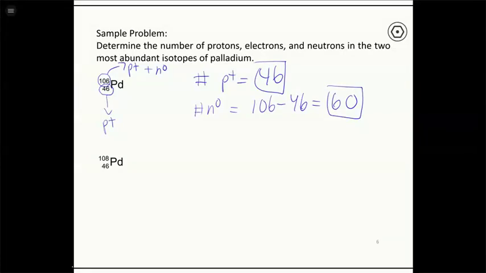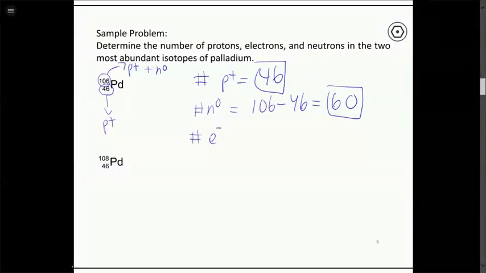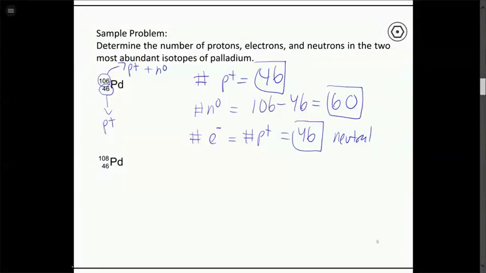And then finally, the one I haven't talked about yet is the number of electrons. We've already mentioned that if you have an atom that has no charge associated with it, you must have equal numbers of protons and electrons to cancel out those positive and negative charges. So if you don't have charge, the number of electrons is going to be equivalent to the number of protons. So in this isotope, it would also be 46, for any time you have a neutral atom, where no charge is indicated here.